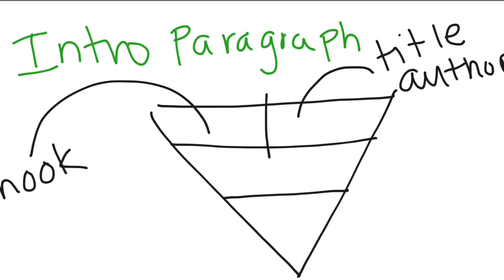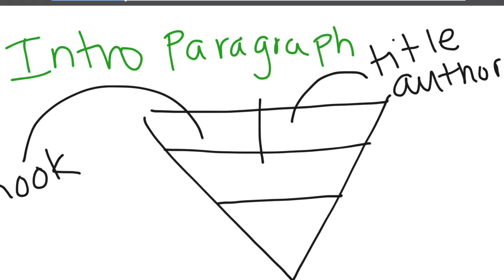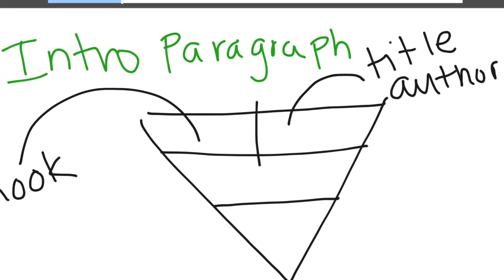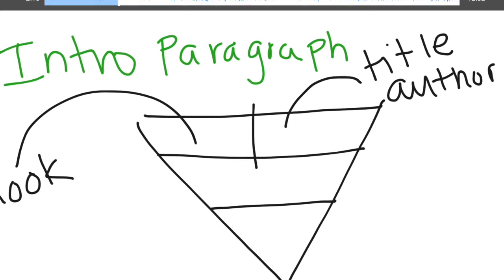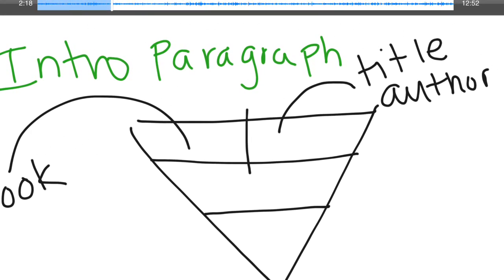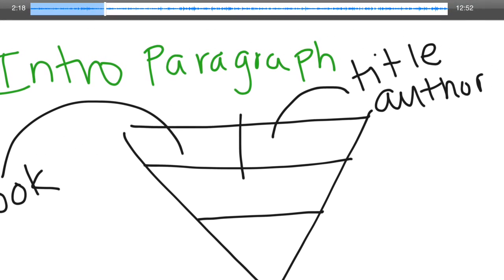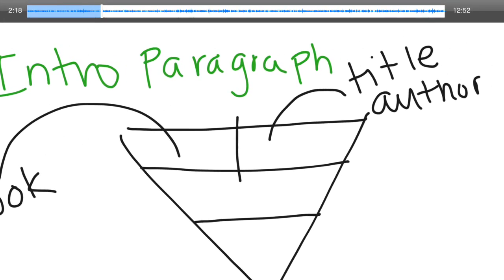So here you can see the top of the triangle represented by 2 boxes. The first is the hook, which grabs the attention of your reader and makes them want to read more. And the second is the title and author, mentioning the title and the author of the piece of work you're analyzing. So for our essay, it would be Louisa May Alcott's Little Women.